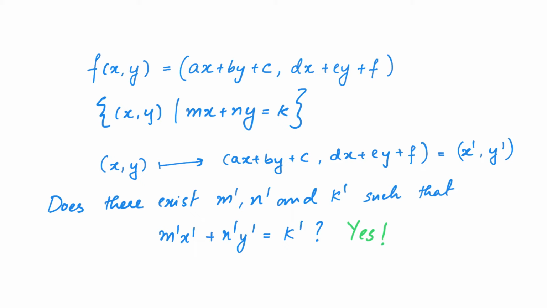Assuming you tried it out and you found it a little difficult, I will now give you a hint. Try to prove the special case where k = 0, c = 0 and f = 0. Assuming that these three numbers are 0, can you now find an m', n' and k'? And I guarantee you that it would be much simpler. So please pause the video once again and try this out.